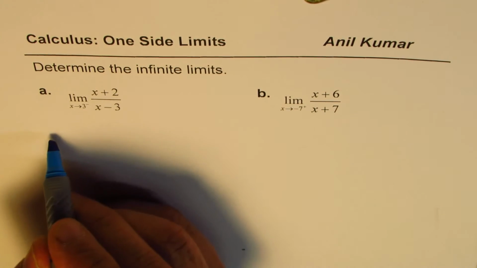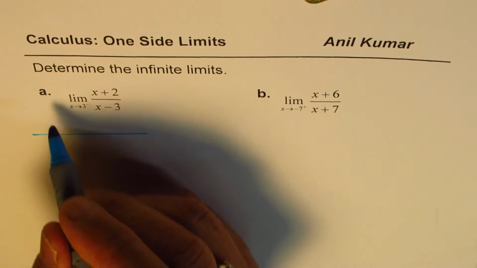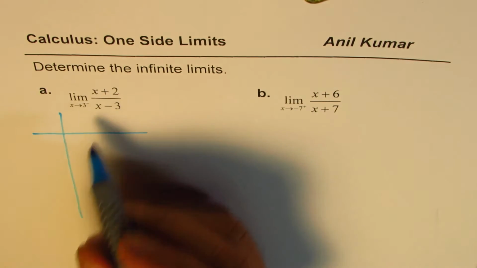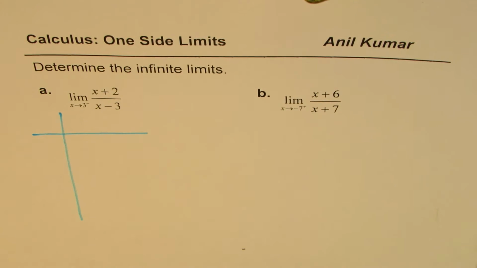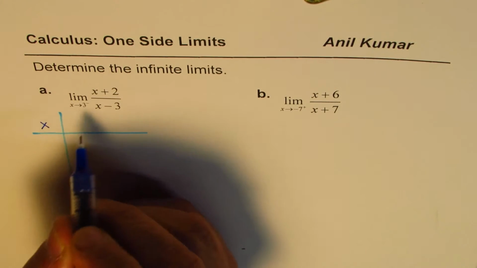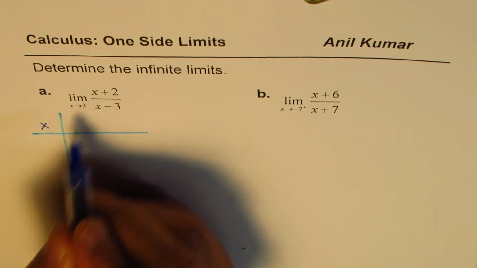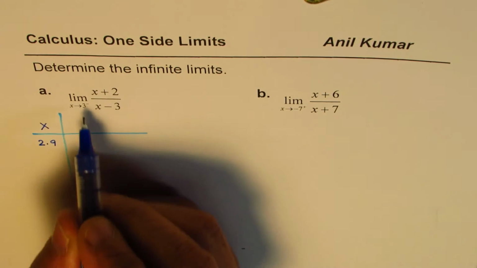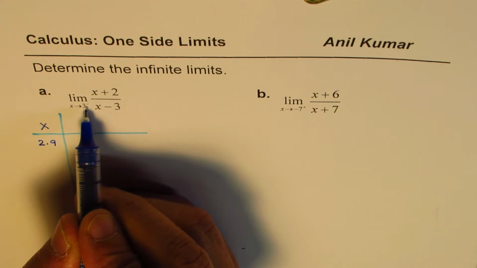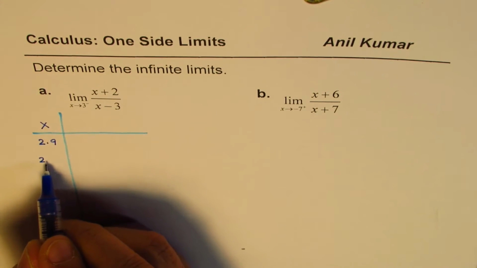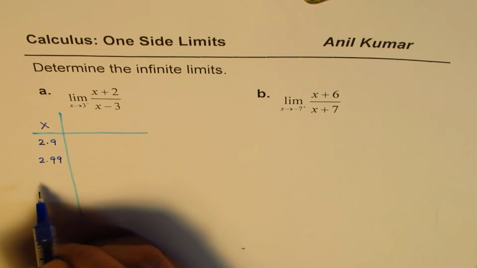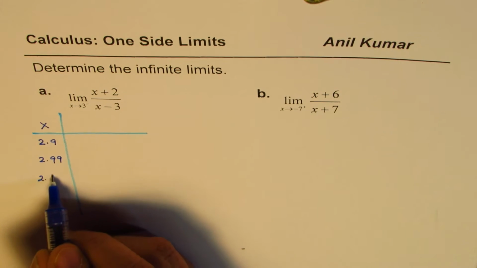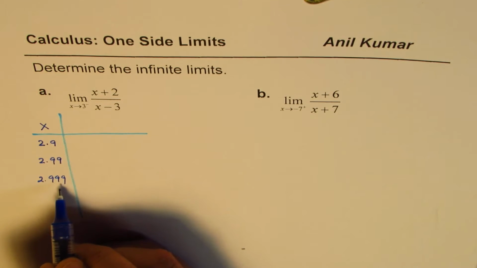Now one of the approaches here is to make a table of values and calculate the value of the function as we approach closer and closer to the value, right? So here we have x approaching 3 from the left side. That means we'll take values like 2.9, so it is close to 3 from the left side, means slightly lesser, right? We could also take 2.99, and we can take 2.999. So that is even closer.